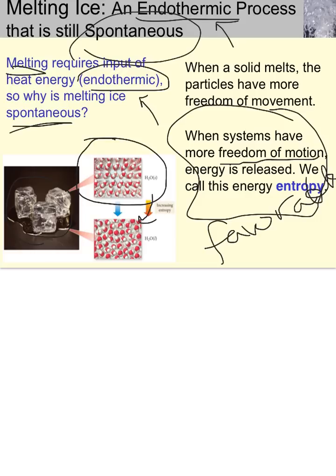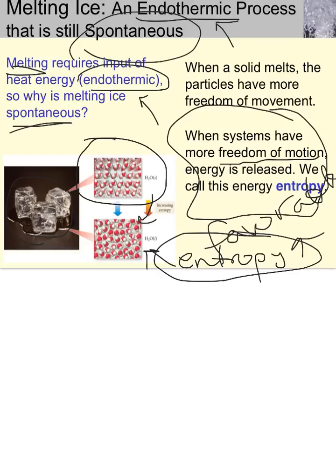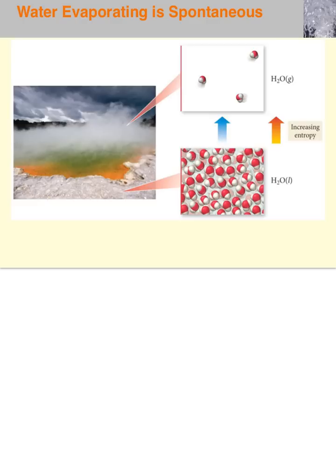When they melt and become a liquid, there's more space, they have more freedom of motion, and therefore the entropy of the liquid is higher than that of the solid. There's more freedom. That's a form of energy. When entropy increases, that's a form of energy that is favorable. And so the entropy is favorable enough in the melting process of ice that it occurs spontaneously.